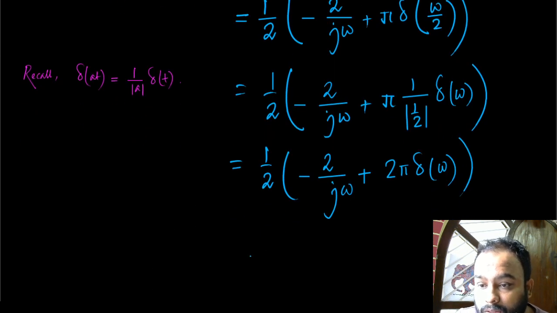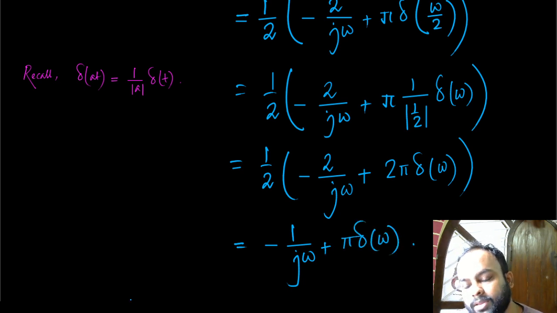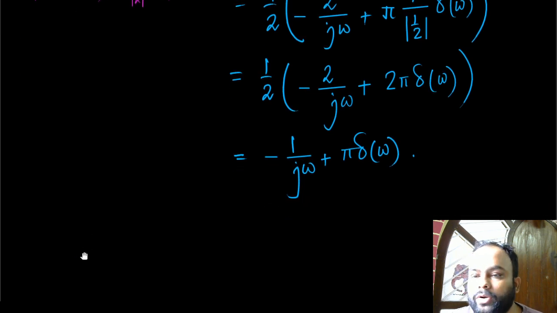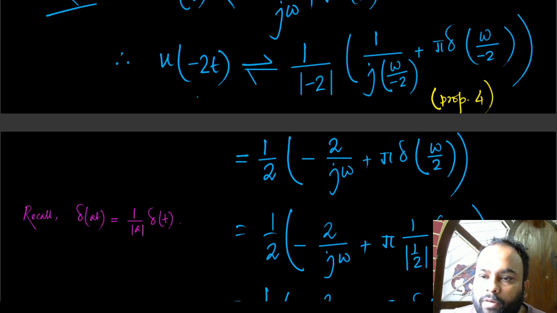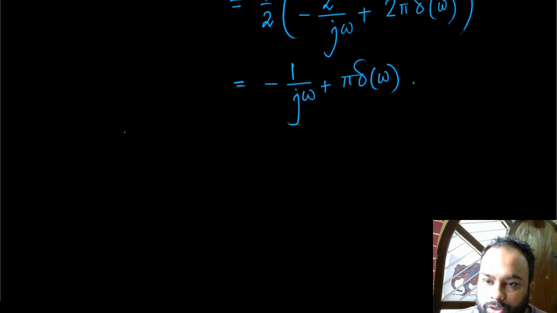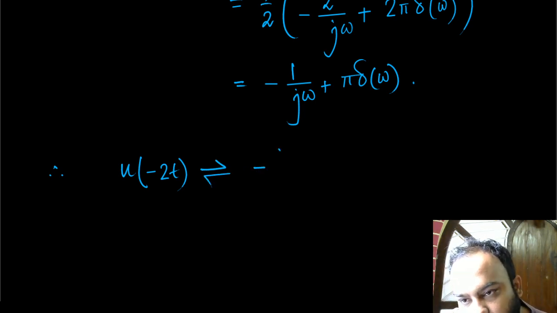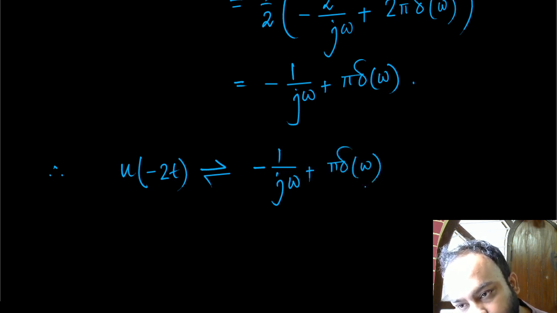Right? So that's minus 1 by j omega plus pi delta omega. This has a certain significance I'm going to tell you shortly. But this is the Fourier transform of minus 2 ut. So far we have discovered that the Fourier transform of minus 2 ut is this: minus 1 by j omega plus pi delta omega. Right?